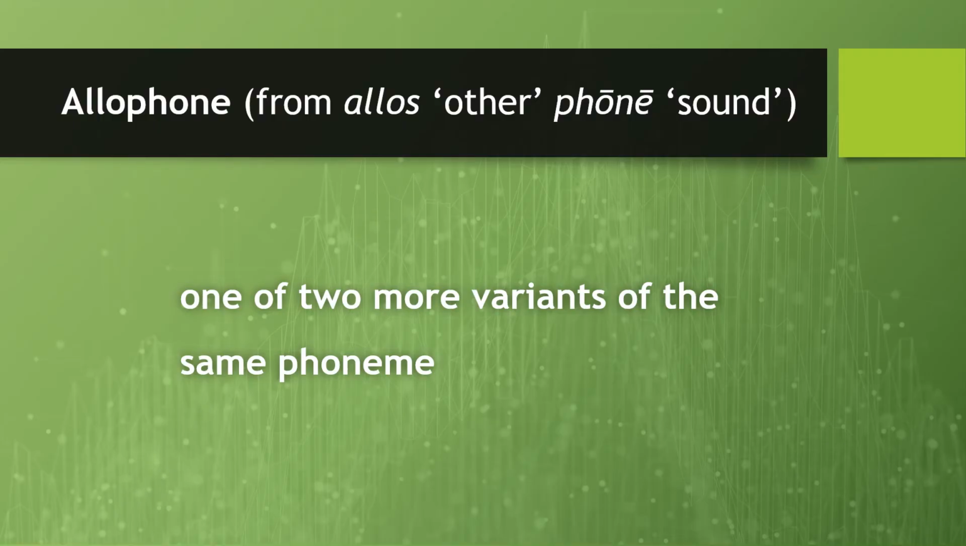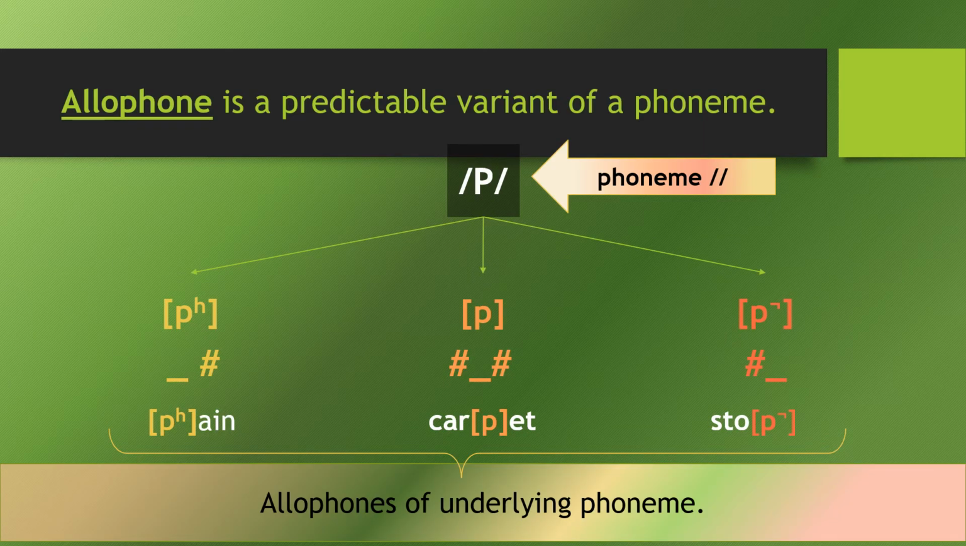If there are variants of the same phoneme, we call these variants allophones. An allophone is a predictable variant of a phoneme. The phoneme p has three variants. The first variant is the aspirated p in the word pain. The second variant is the allophone p in the word carpet, unaspirated. And the third variant is the allophone p, unreleased, in the word stop. Now, these are all allophones of an underlying phoneme.